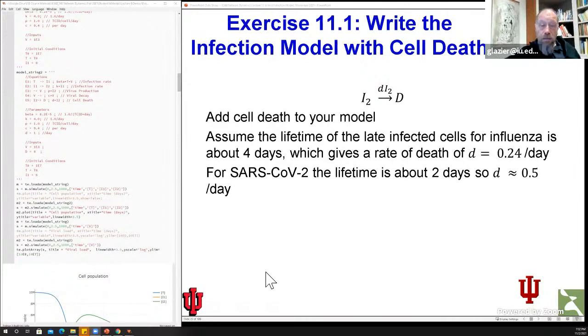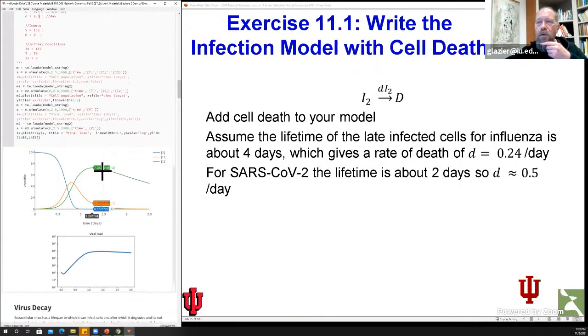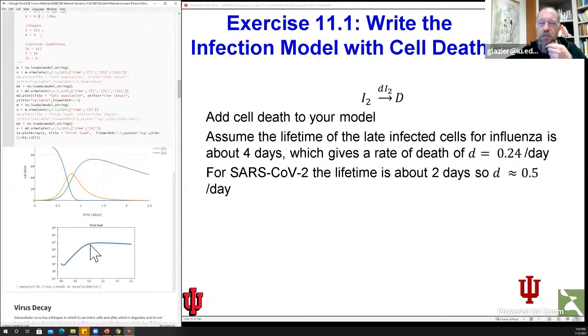Okay, so what we got was two. So when we had a lifetime of two days, that would be d equals 0.5. We got that decay that we needed for the viral load.